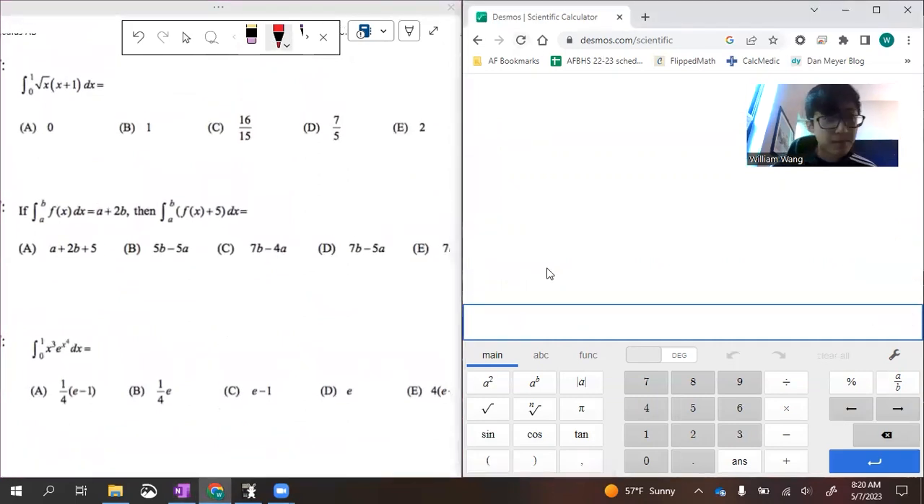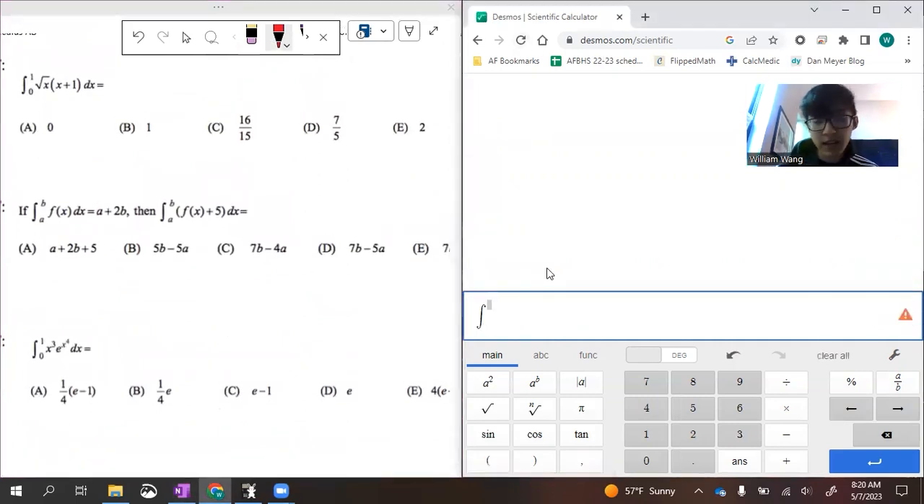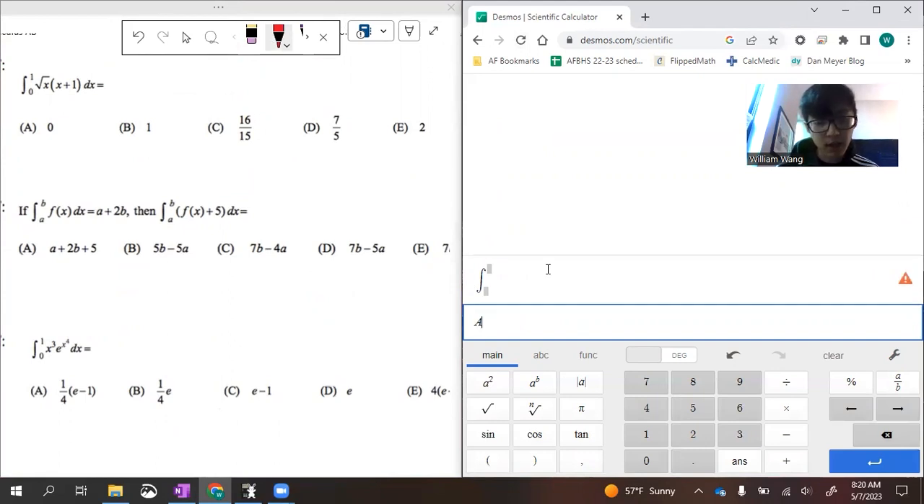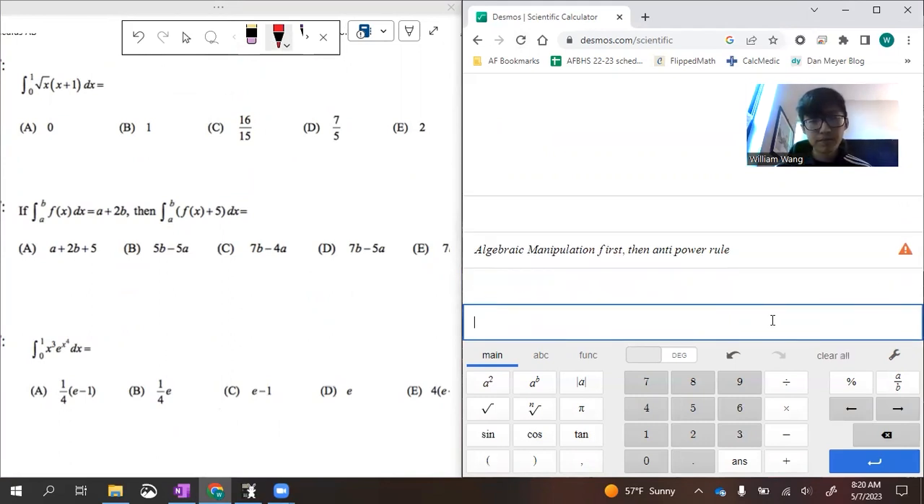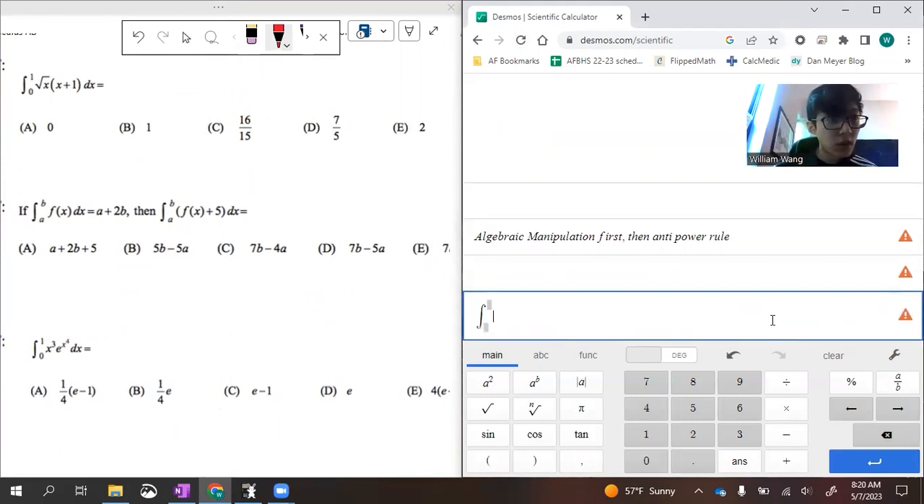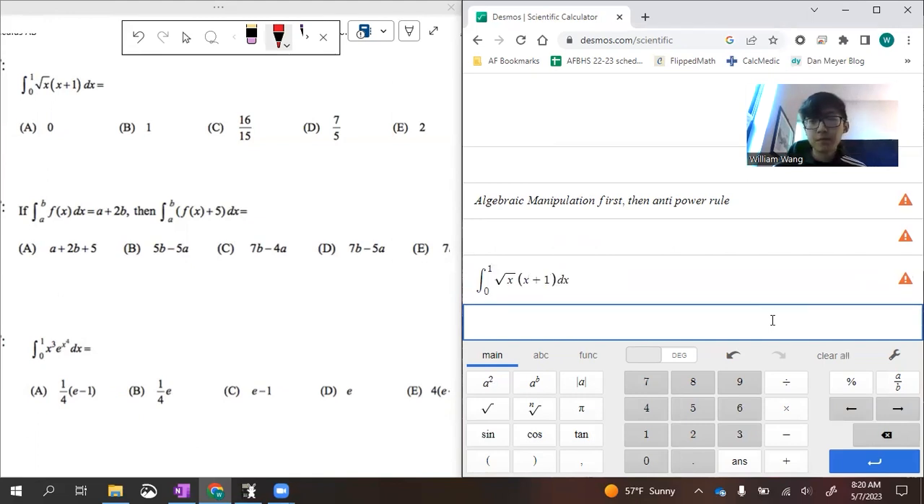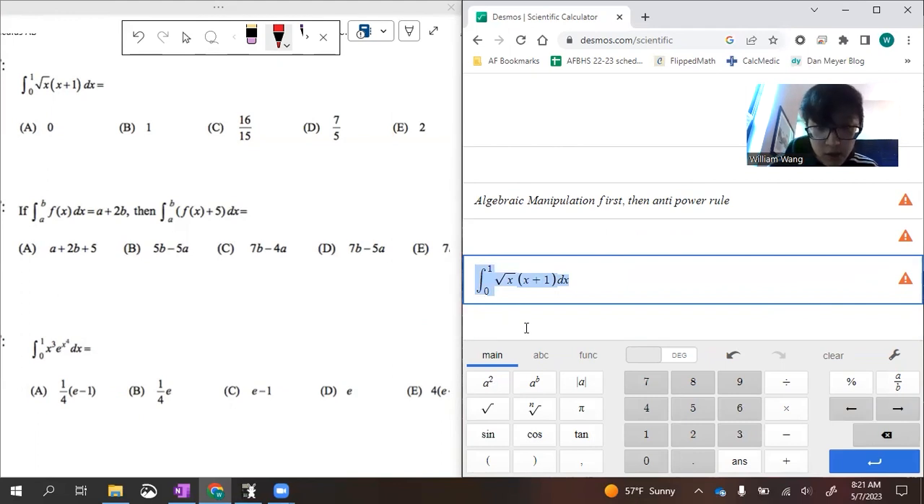Similar sort of thing. A lot of these are just algebraic manipulations, so I'll actually type that here so you can understand what I'm doing first. So algebraic manipulation, then anti-power rule. So let's see how that works out here. The integral goes from 0 to 1 of square root of x, x plus 1, dx. All right, let's rewrite this.